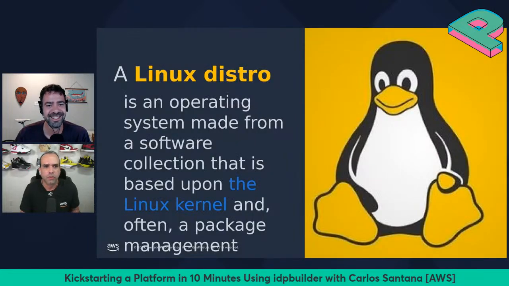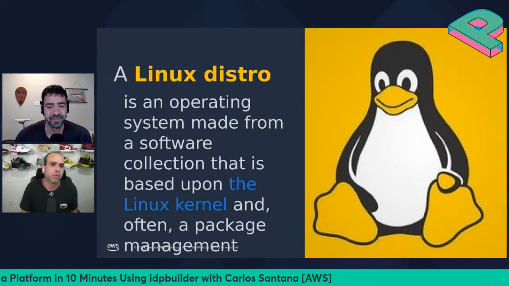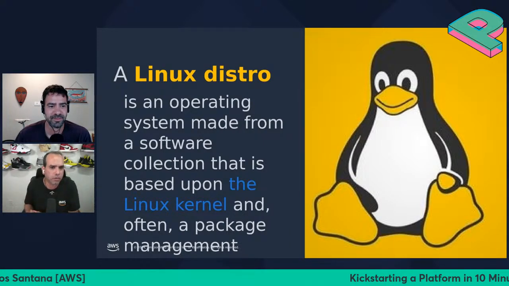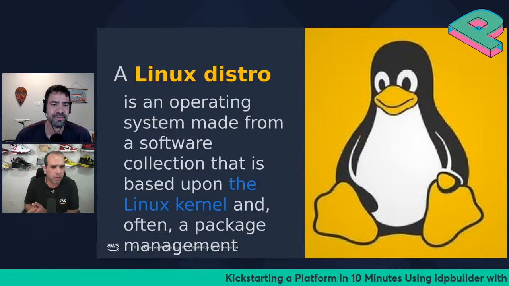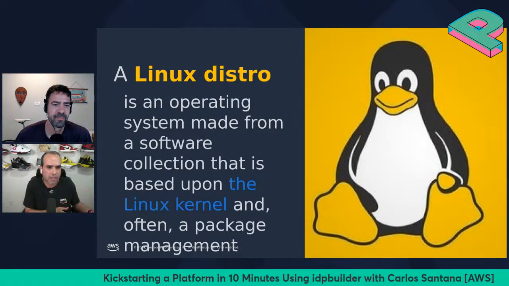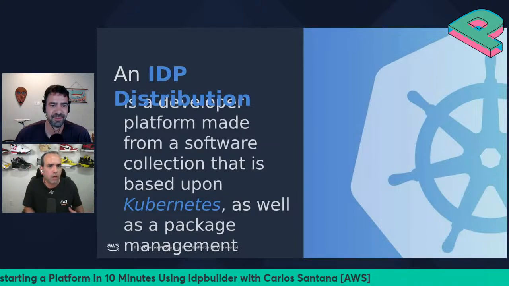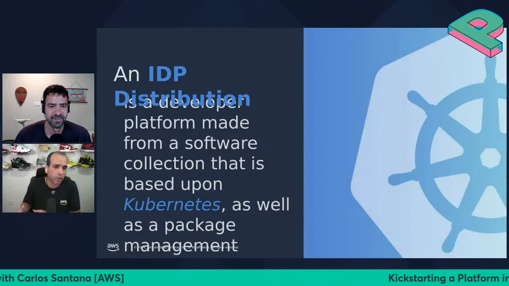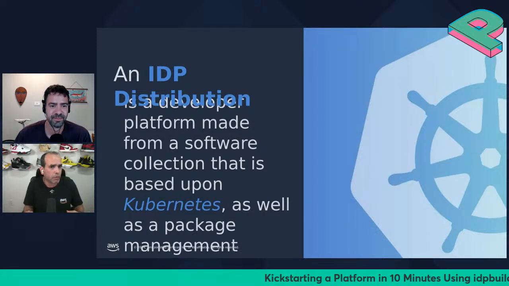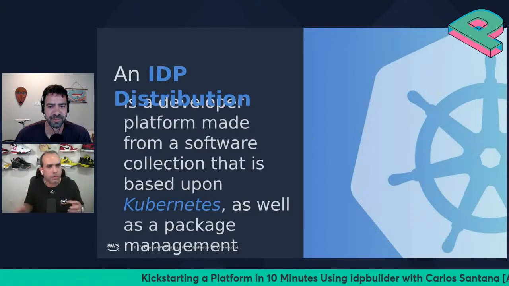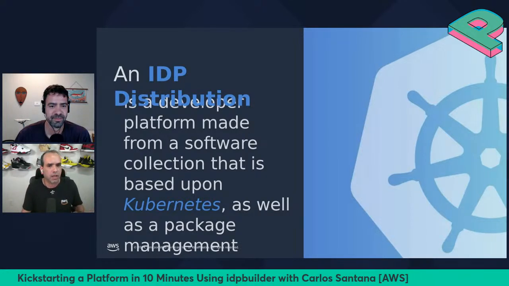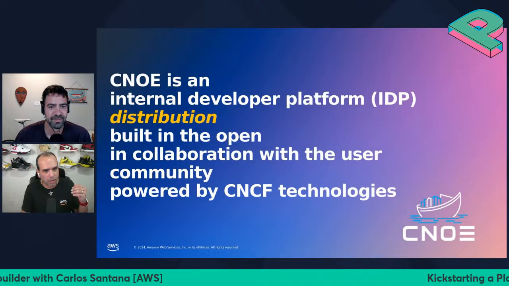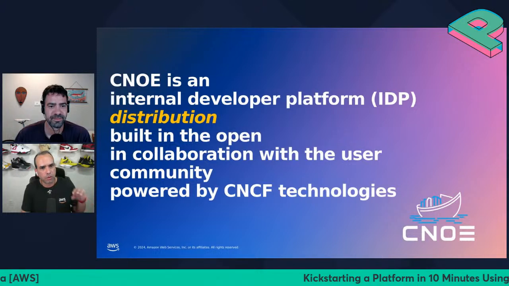Yep. So let's take an example like a Linux distro, right? It's an operating system made from a software collection based on the Linux kernel, and that's not changing. Everybody's building on top of the Linux kernel, and then there's a packaging system. So we want to do the same thing with Canoe. We wanted to make it an IDP distribution to build a developer platform, a collection of packages of software put together, but instead of the kernel it is Kubernetes, as well as a package management system. And this is what Canoe is: an internal developer platform distribution built on open collaboration.